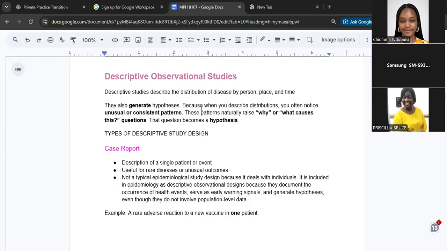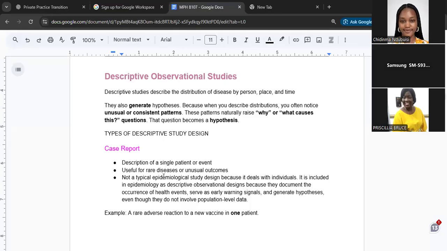Now, what are the types of descriptive study design? Descriptive observational study design has different types. The first one here is called case reports. A case report is not a very typical epidemiological study design, and we're going to find out why.